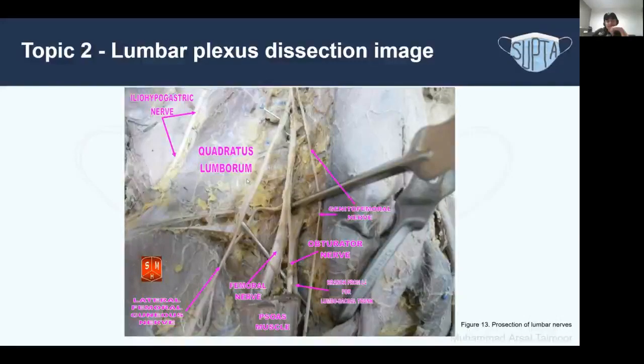You can see the quadratus lumborum, the iliohypogastric nerve that we talked about. So it sits more above. It's not really relevant to the lower limbs, because of the genitofemoral nerve here.